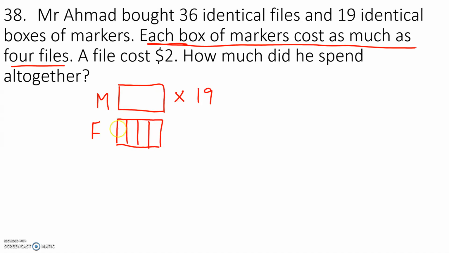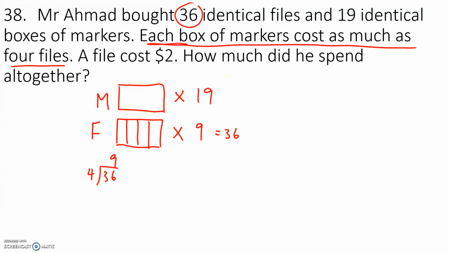Okay, now over here, if you take a look, 4 files over here, but altogether I bought 36. Now, each unit has got 4. So, how many times do I multiply to get 36? I will do 36 divided by 4, because one box has got 4. So, I will multiply this 4 boxes 9 times, which will give me 36 units altogether. This one, 19, one big unit multiplied by 19.